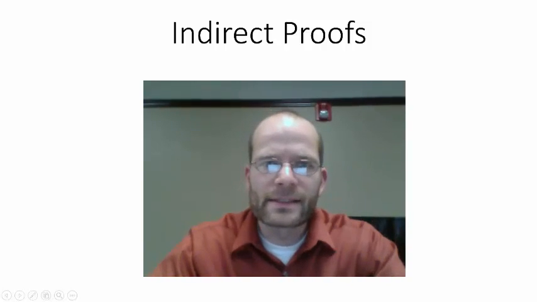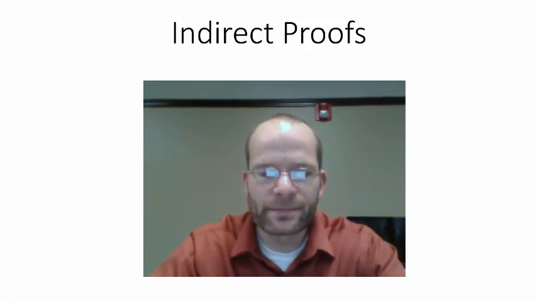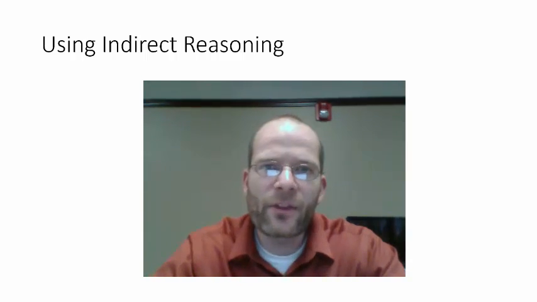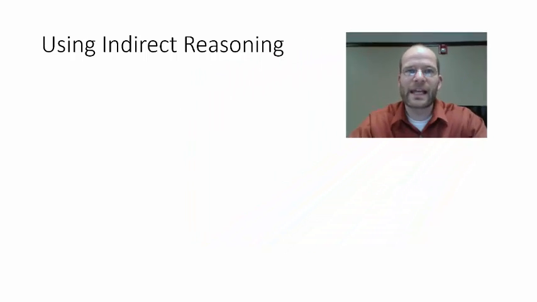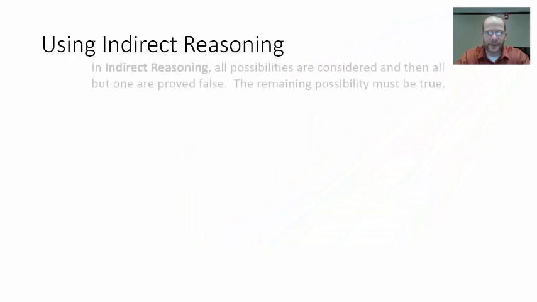Welcome to geometry class. Today we'll talk about indirect proofs. We do an indirect proof through something called indirect reasoning. Up until now, all the reasoning that we have been doing has been direct reasoning, typically reasoning from given facts to conclusions that are sound. Now we need to talk about indirect reasoning.